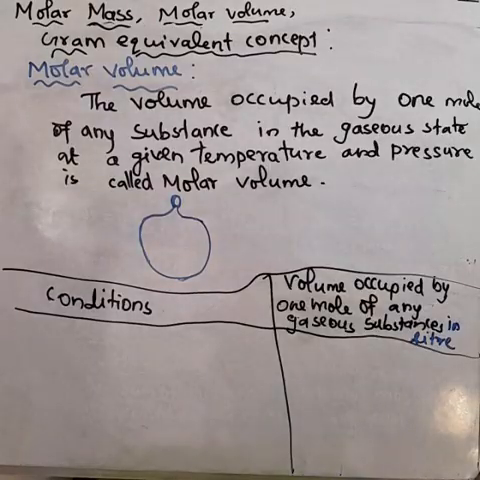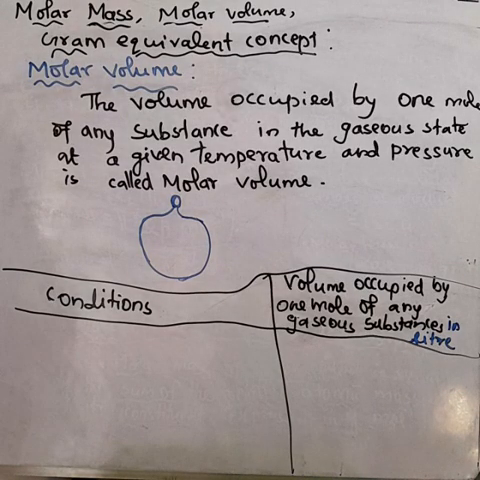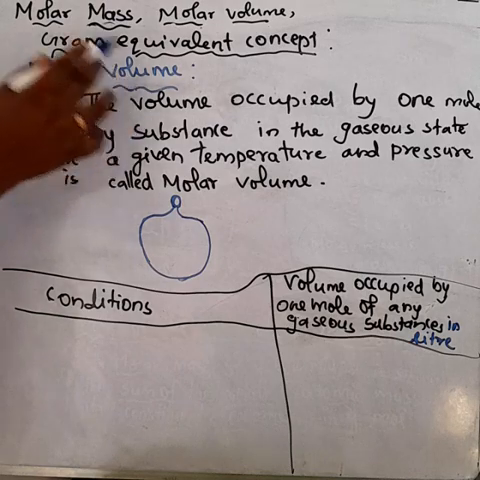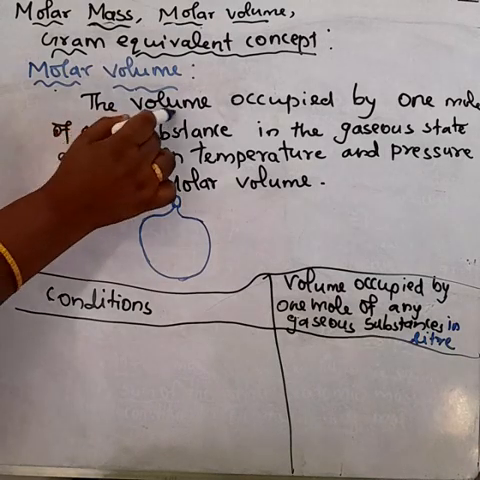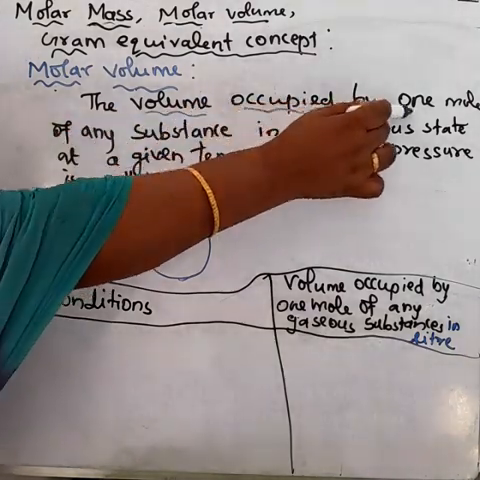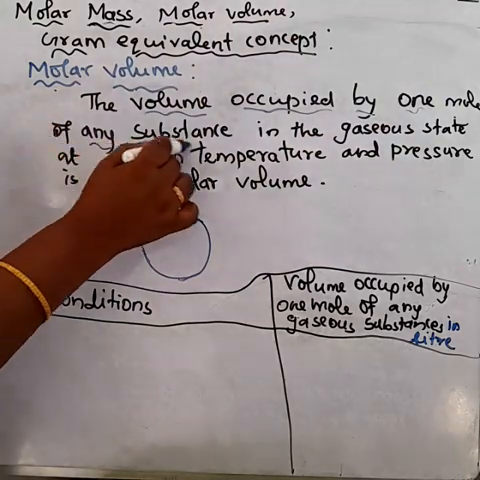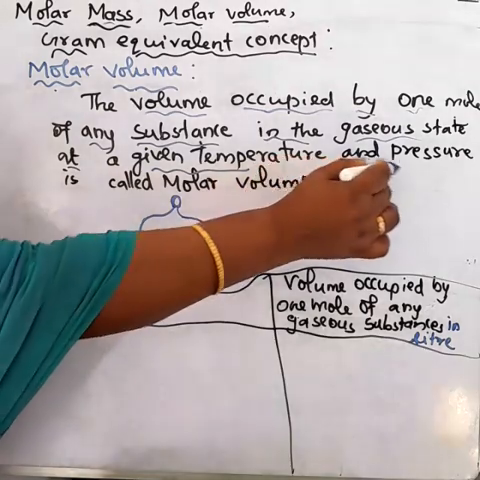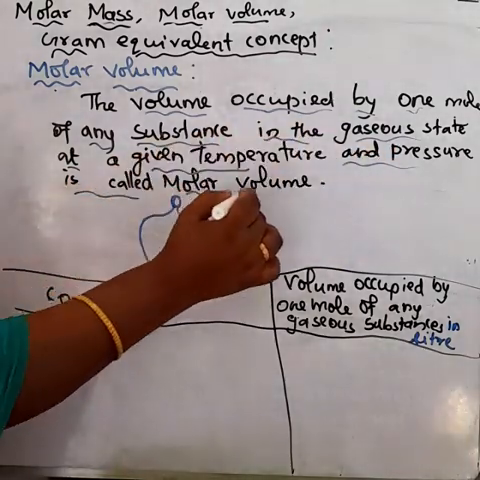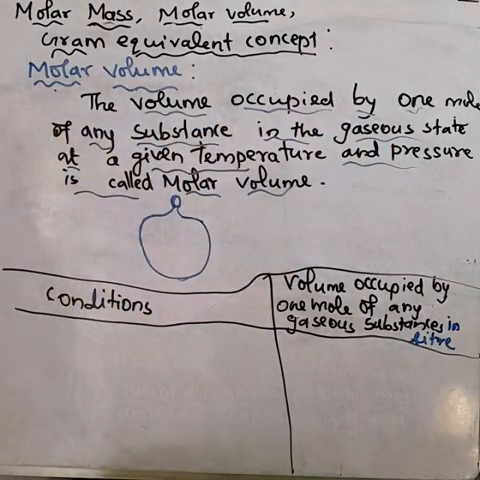Then, what do you mean by molar volume? Molar mass we completed. What do you mean by molar volume? The volume occupied by 1 mole of any substance in the gaseous state at a given temperature and pressure is called molar volume.